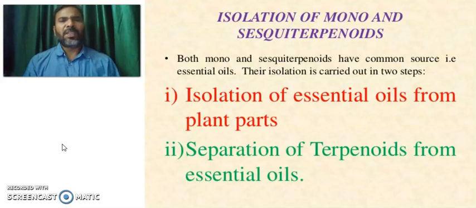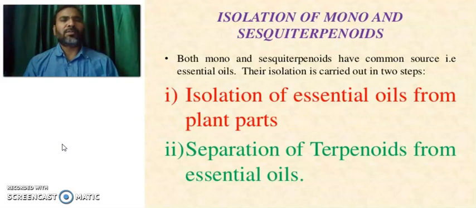So what is the meaning of isolation? And from where will you get terpenoid compounds? My friends, here I am talking about isolation of mono and sesquiterpenoids.